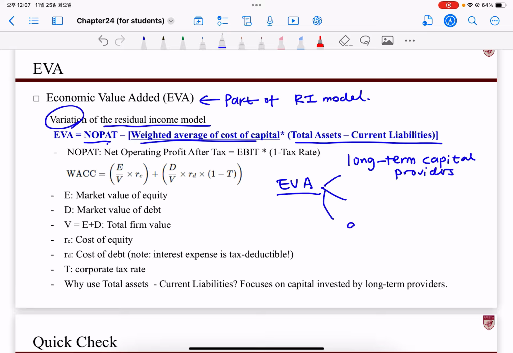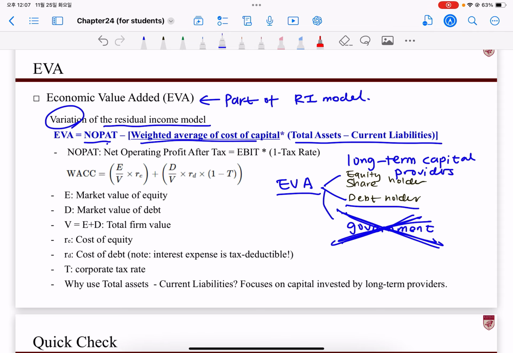Meaning, we're not going to take into account how much income goes to government. So the tax part is going to be subtracted. The only part comes from equity shareholders and debt holders. Okay. So both of which should be long term.